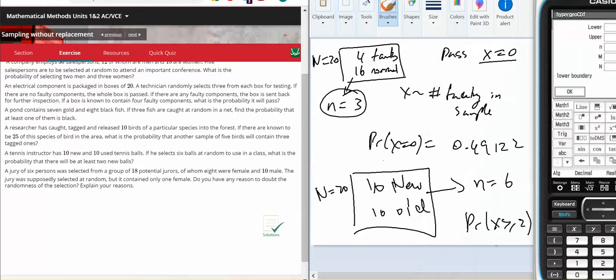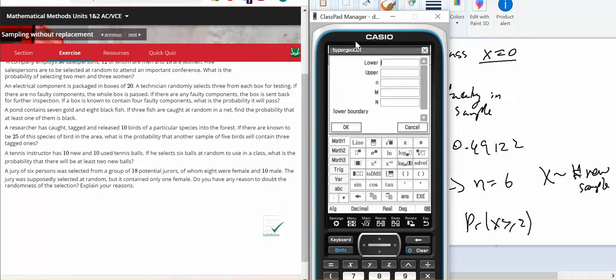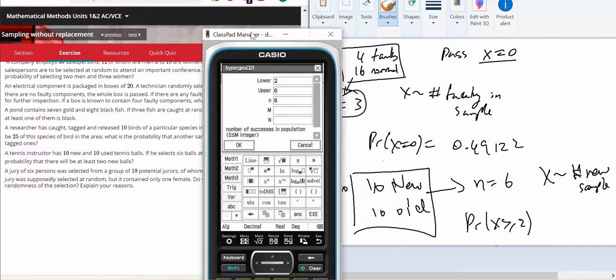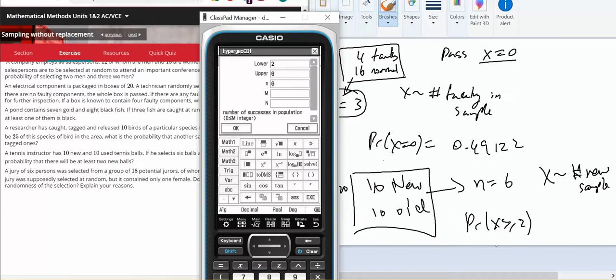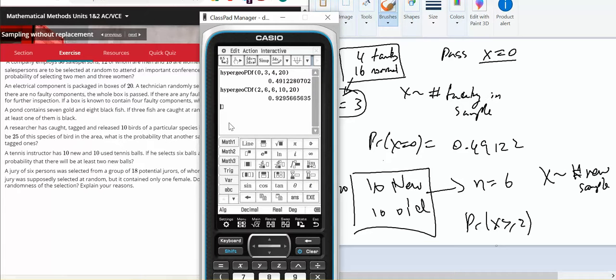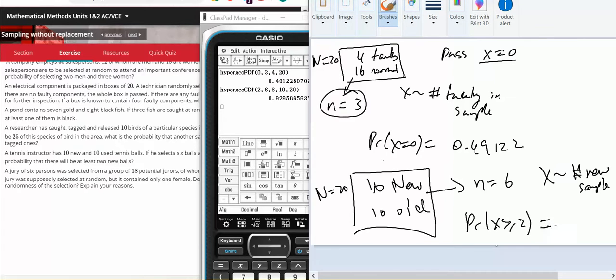Now, how many are we selecting? Up to 6. So we want at least 2 to 6. My small n is 6, because we're taking a sample of 6. Now, how many desired in our original population? Well, there were 10 new balls, so there's 10. And the whole population is 20. So click OK, and you get 0.9296. So that equals 0.9296.